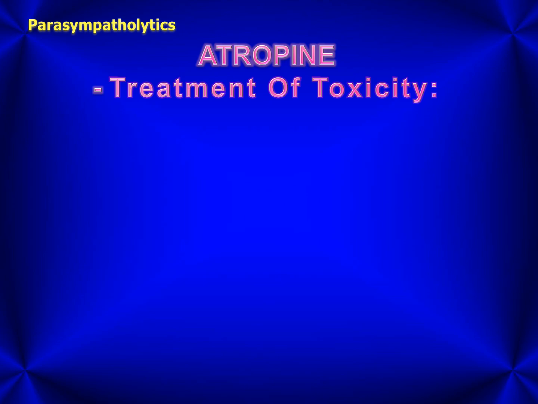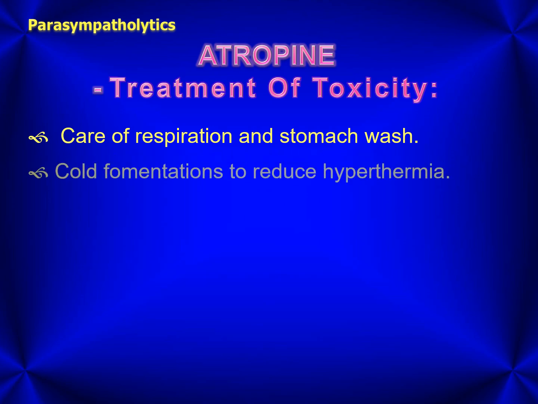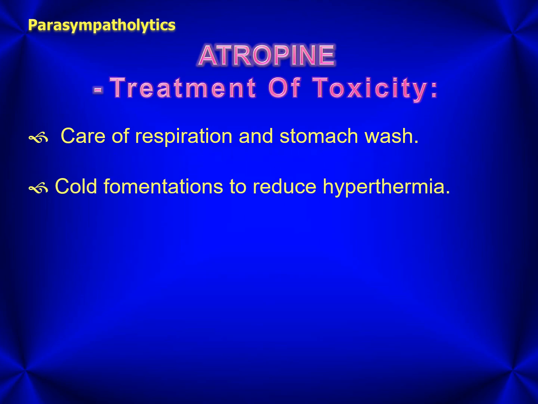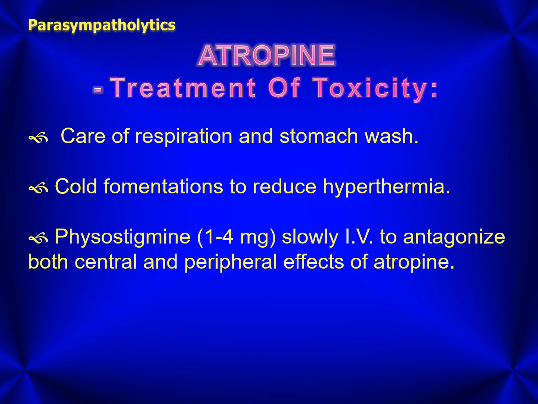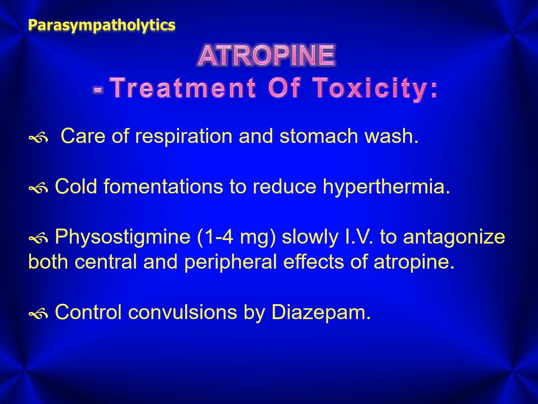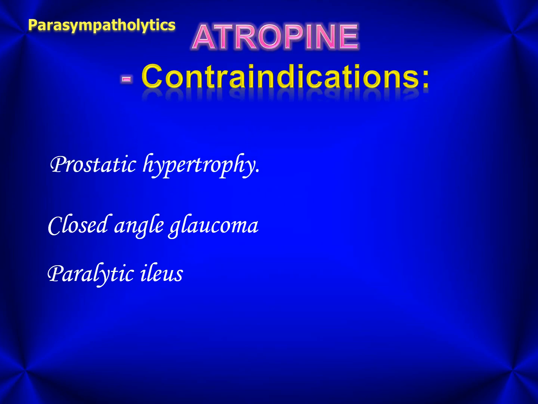How can we treat atropine poisoning? Care of respiration and stomach lavage, cold fomentations to reduce hyperthermia or hyperpyrexia, physostigmine slowly intravenously to antagonize central and peripheral actions, or neostigmine to antagonize peripheral actions. Control convulsions by diazepam. Contraindications. Atropine is contraindicated in enlarged prostate in elderly males, prostatic hypertrophy, and in glaucoma, and of course in paralytic ileus.